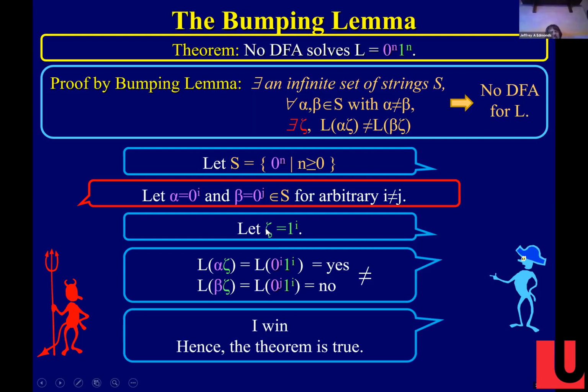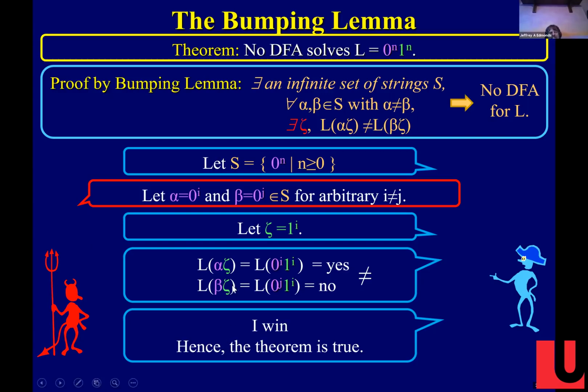All right, so I could focus on that. How do I make alpha zeta a yes? Give me a zeta which makes alpha zeta a yes. Well, if the same number of zeros followed by the same number of ones is a yes, then if I have I zeros, I need I ones to make a yes, right? So I'm going to make zeta be I ones. I just got to make it whatever I want. And then alpha zeta is a yes. Why? Because I made it that way. That's why I chose zeta, to make it a yes.